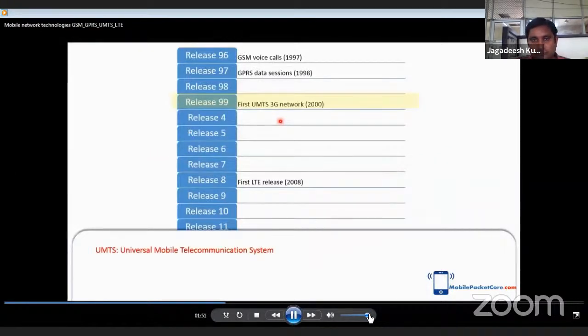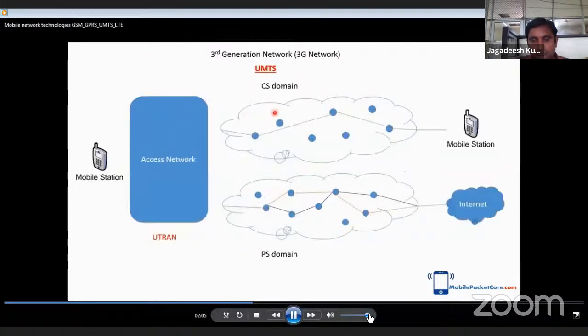In order to afford higher data rates and better utilization for network resources, 3GPP introduced Release 99 of the standards, and this was in year 2000. In this release, the third generation, 3G, network existed. UMTS, Universal Mobile Telecommunication System. In fact, this is the term used as an umbrella for the third generation technologies.